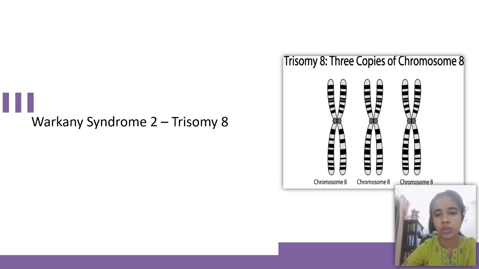Full trisomy 8 throughout all cells usually doesn't survive early in pregnancy, which is why the ones that survive have mosaic trisomy 8. So every child with Warkany syndrome 2 has their own strengths and story and shapes their life in their own special way.